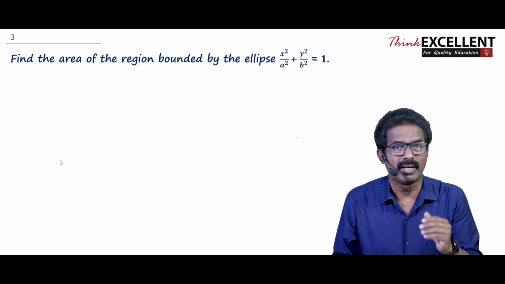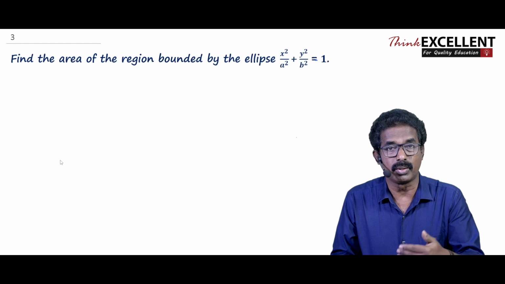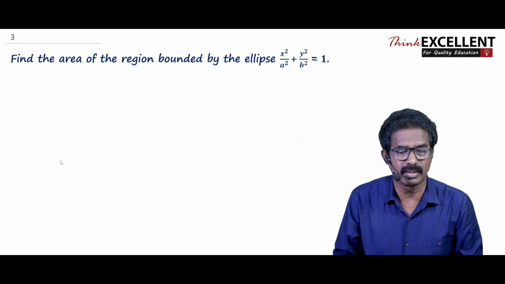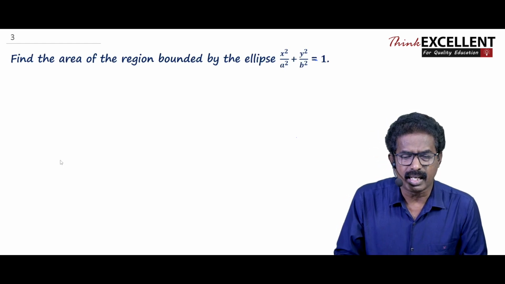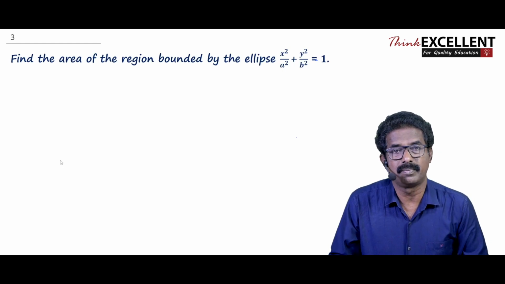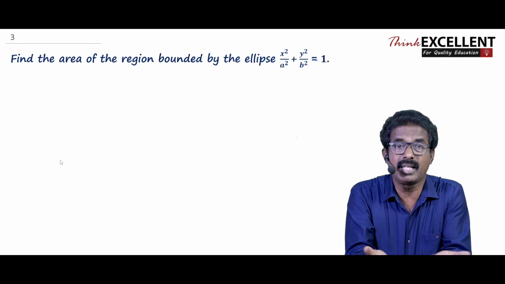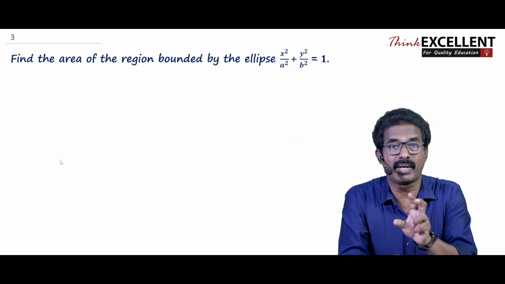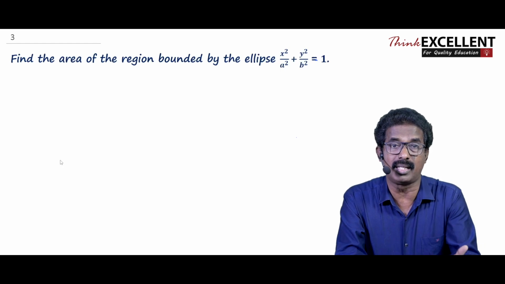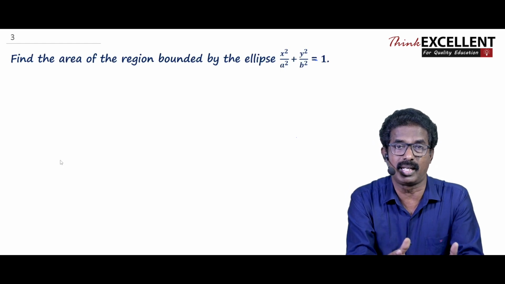Integration part, you know, for integration we have already taken a video, you can watch that for the basic integrations. Okay. Find the area of the region bounded by the ellipse. Generally when they ask, that means the entire area you find. Sometimes they will ask to find the area of an elliptic quadrant. Elliptic quadrant means 1/4.